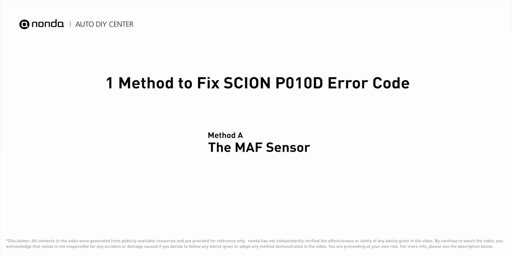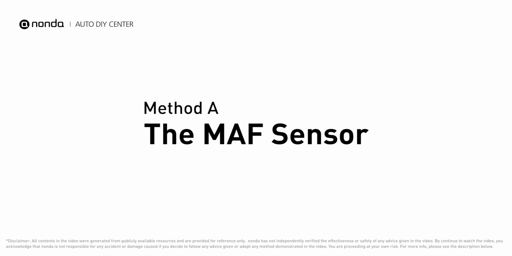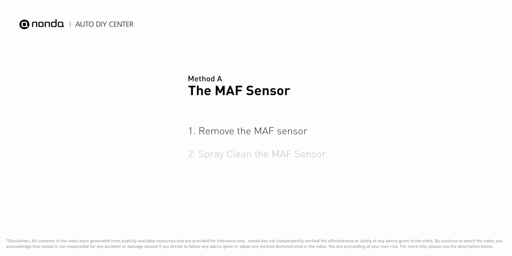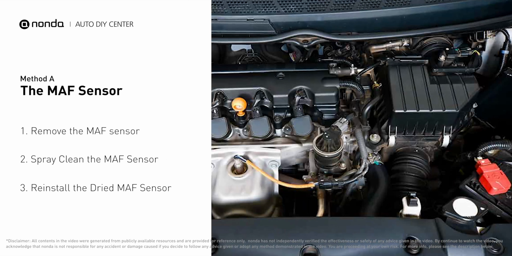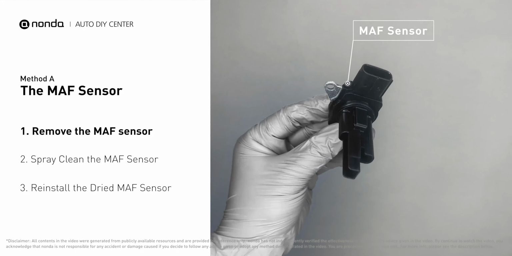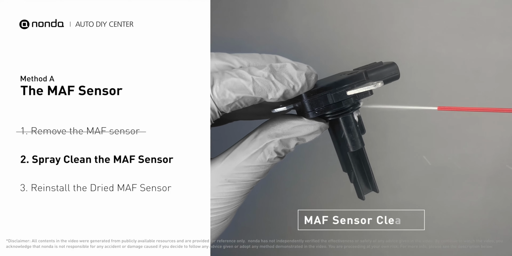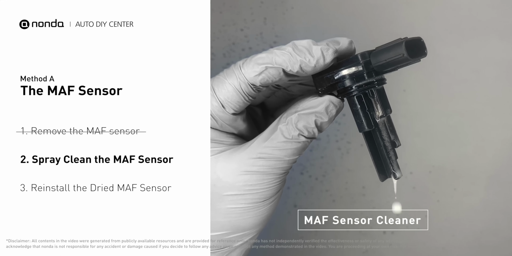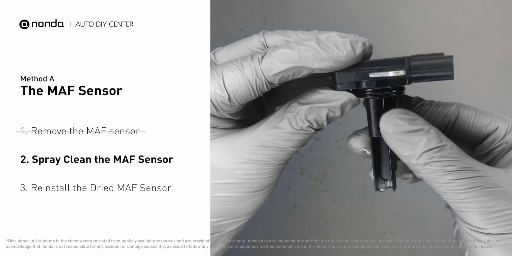Here are one of the most practical solutions to fix Scion's P010D error code. Method A, MAF Sensor. MAF sensors are located between the air filter and the throttle body. Carefully remove the MAF sensor from your car and do a quick inspection around. The wire inside often gets dirty and needs to be cleaned. You can spray the MAF sensor cleaner onto the wire perpendicularly to the ground so that it won't damage the MAF sensor. Reinstall the MAF sensor back in the car after it gets dry.